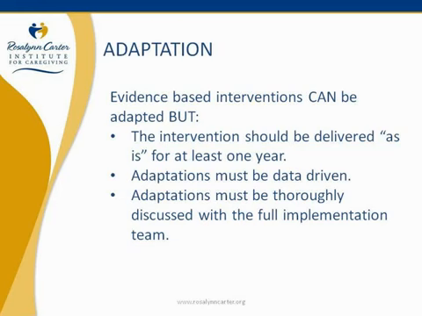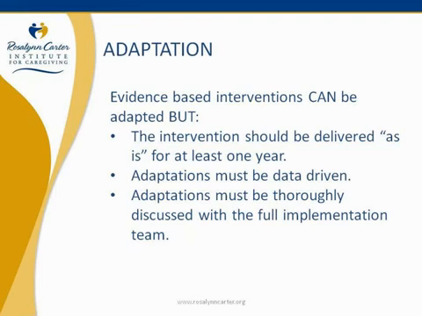And we may find that with the population you serve, in the environment that you're working, you may need to make some adaptations to the intervention so that it will best serve and be more effective in those circumstances. But there are some rules to it. You don't want to mess with the intervention in the first year. You want to deliver it as is.